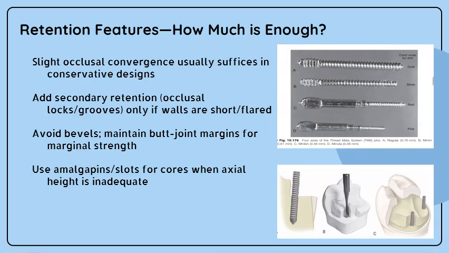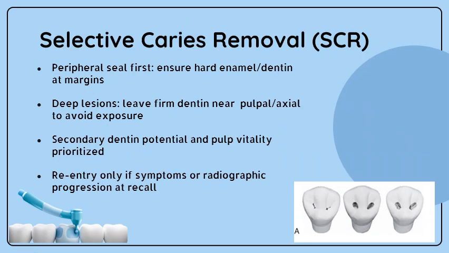Moving on to the retention, it has also evolved. In conservative design, a slight occlusal convergence is often enough. Additional features like locks, slots, or amalgam pins are reserved for cases with short walls or inadequate axial height.